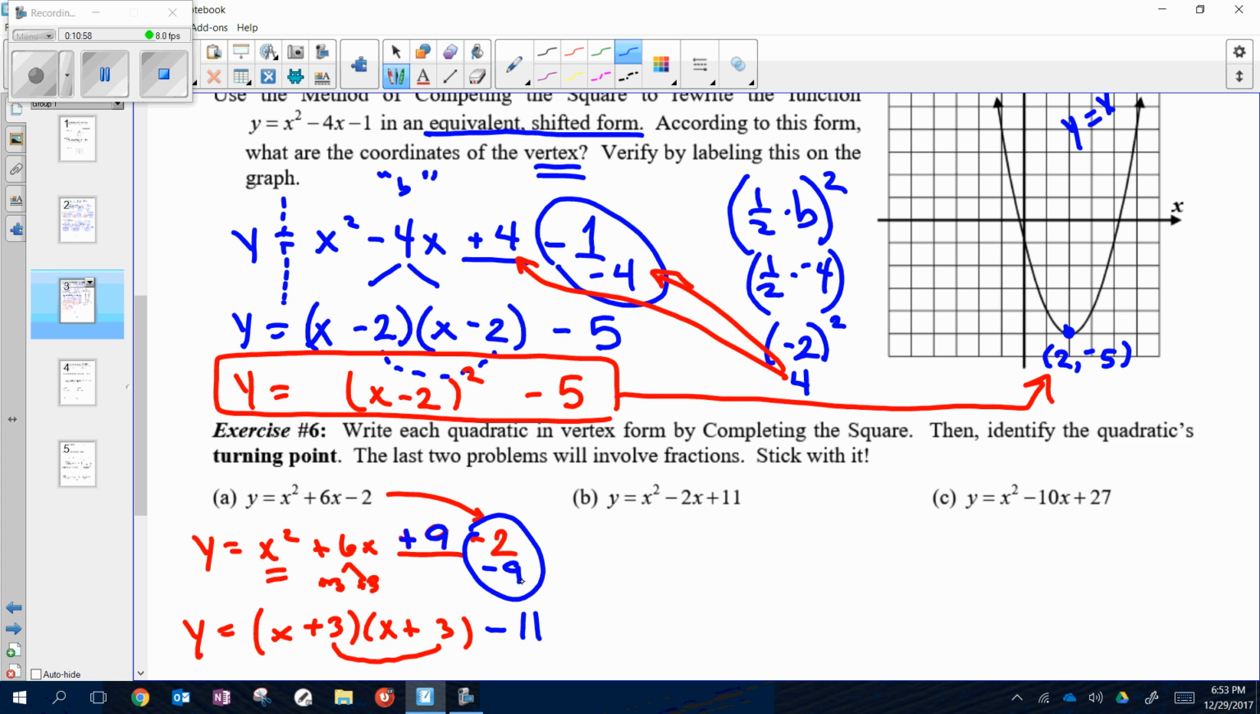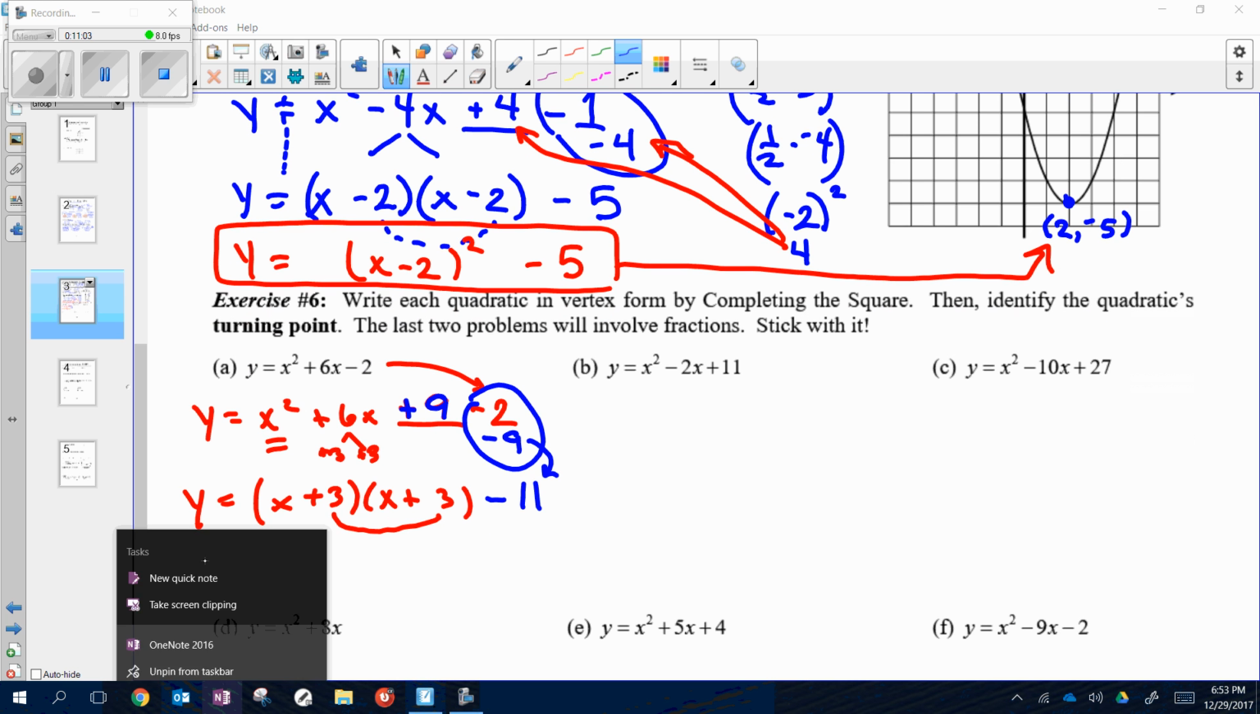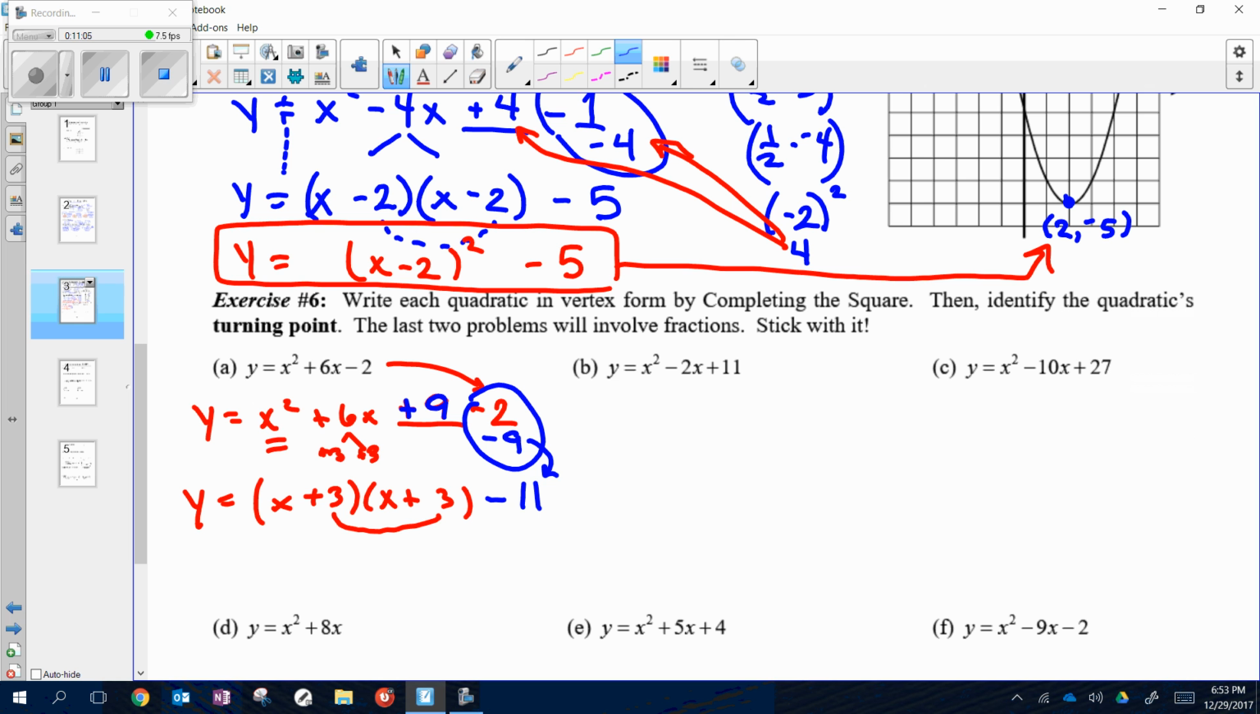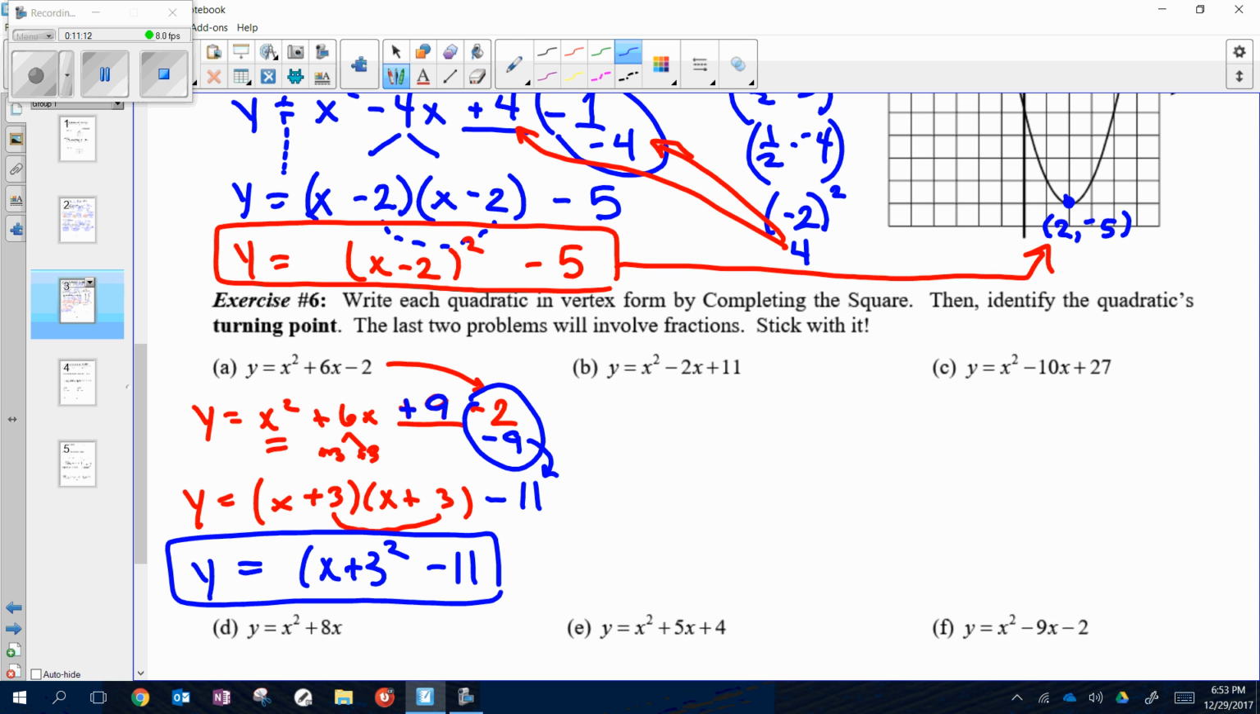Everybody always forgets to take the 9 off, and then that number would be wrong right there. So writing it as a perfect square, y equals (x plus 3) squared minus 11. Once you do that, you should be able to identify the turning point because the directions ask you to. My turning point, I'll call it the TP for toilet paper, should be at negative 3, negative 11. And if you graph it, you will see that.